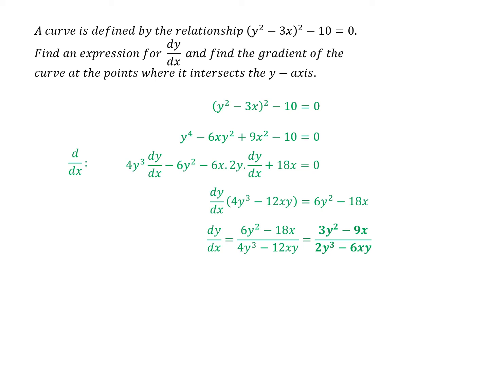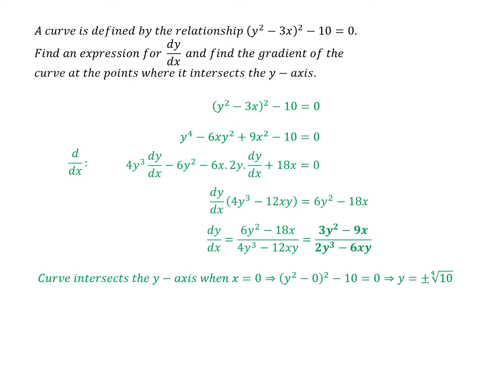So now we've got to find the gradient of the curve at the points where it intersects the y-axis. Well, on the y-axis, of course, x equals 0, so I can put 0 here. And when I do that, I get y to the power 4 equals 10. And that gives me values of y of plus or minus the 4th root of 10.